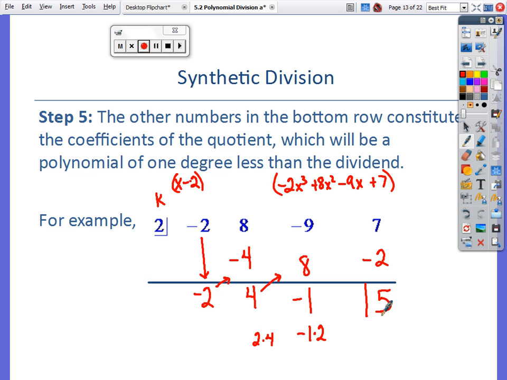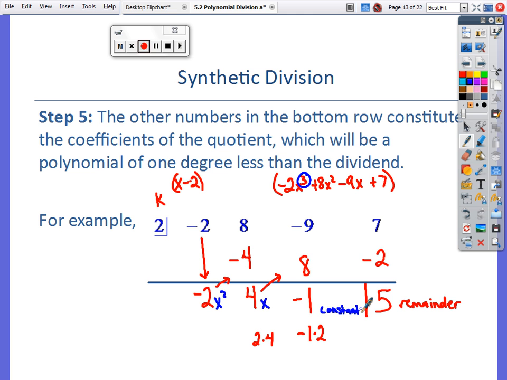Now, let's see what this says. First off, the 5 is your remainder, okay, which means that x minus 2 is not a factor of this polynomial, it doesn't go into it evenly. But if we want to write our answer, notice we started with x cubed in our dividend. Then that means that this must be an x squared, this is our x, and this is our constant. It's always 1 degree less.